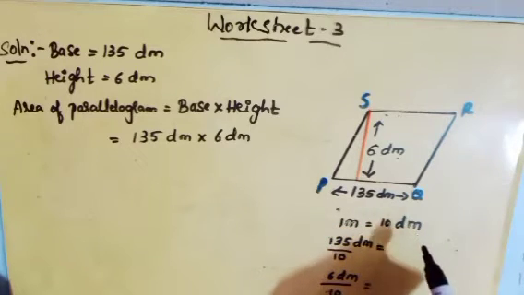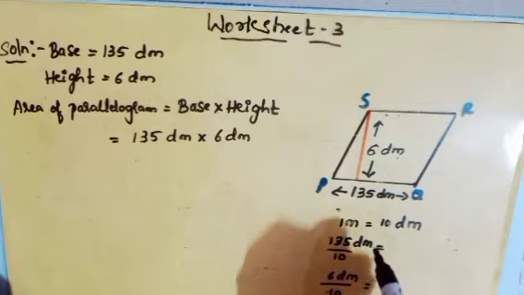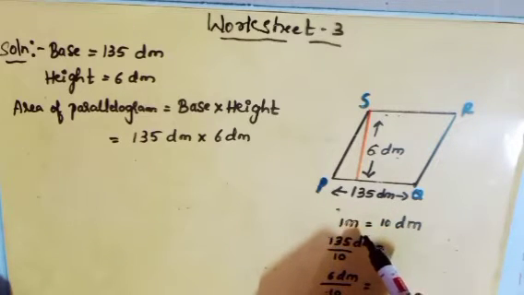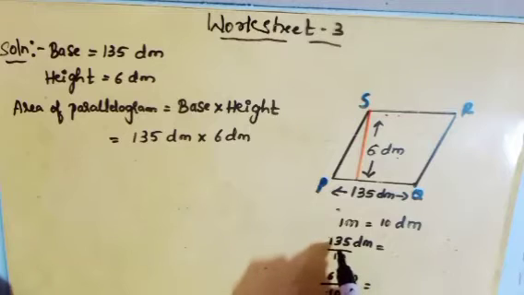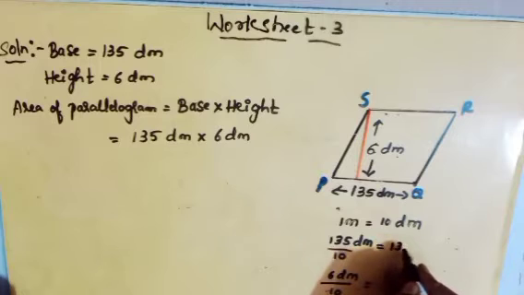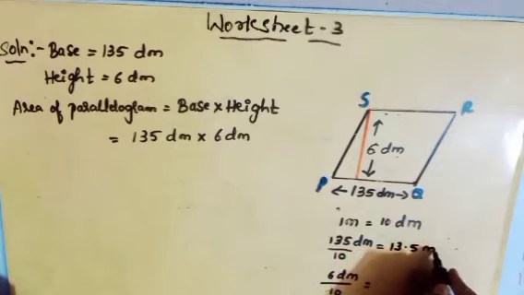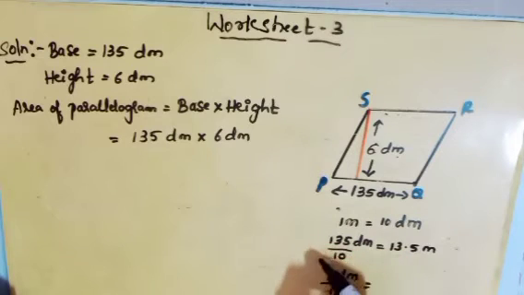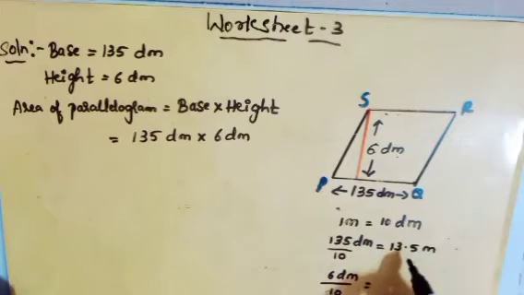This decimeter we have to convert into meter. Because of that, we'll divide 135 by 10. So let us divide 135 by 10. What will we get here? 13.5 meter. We have to convert decimeter into meter, so for that sake we are dividing by 10.